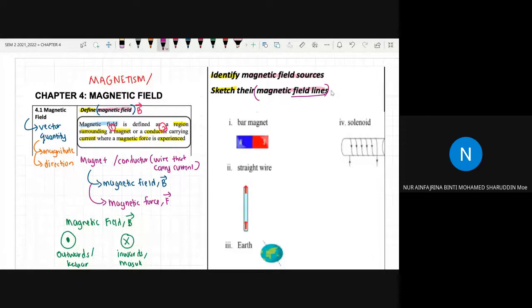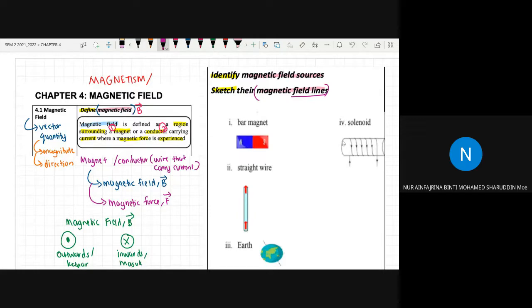Okay, so kita akan ada 4 magnetic field sources. Yang pertama adalah magnet macam Miss cakap tadi. Yang kedua adalah straight wire. Yang ketiga adalah earth, bumi ini sendiri. Awak kena faham. Surrounding the earth, surrounding the planet earth, dia akan ada magnetic field. And also the fourth one will be solenoid. Okay, so these are the magnetic field sources.